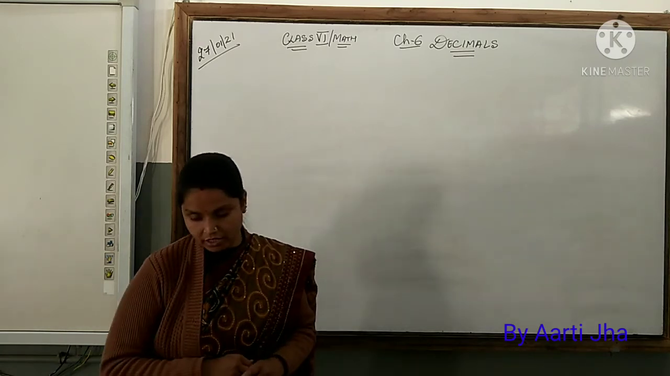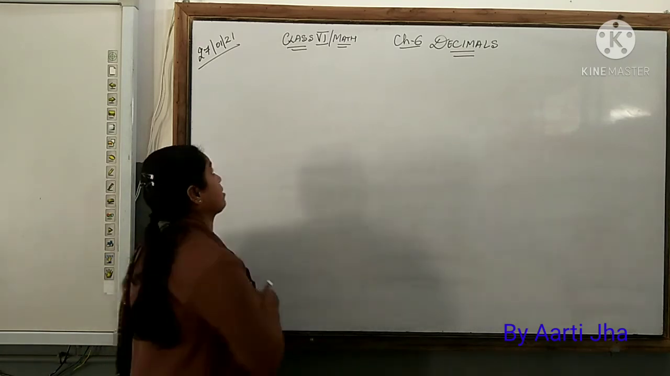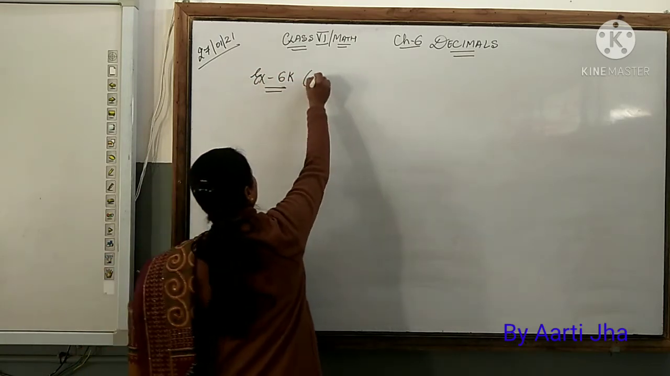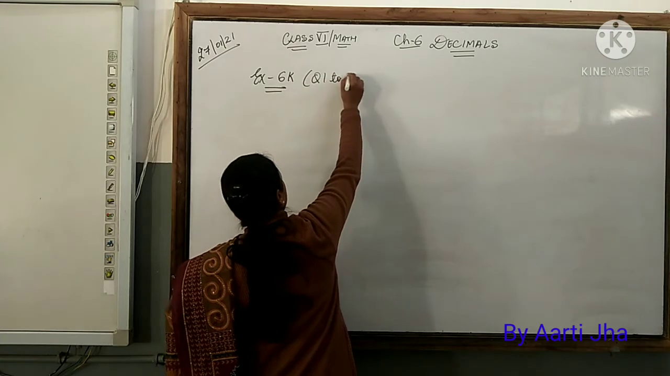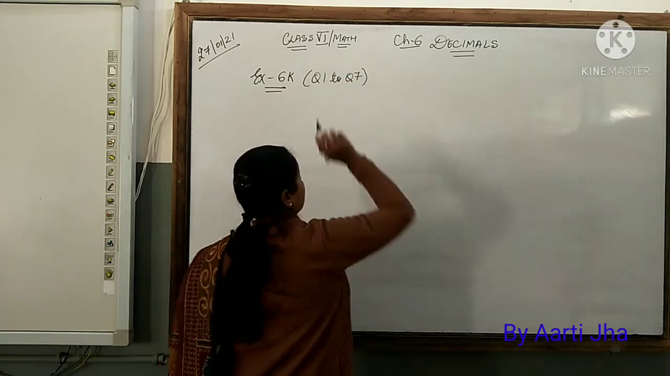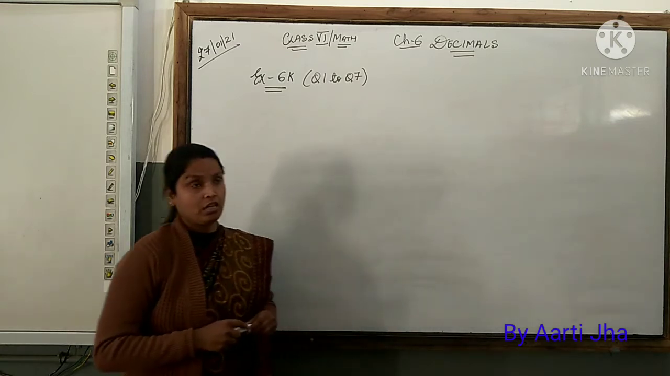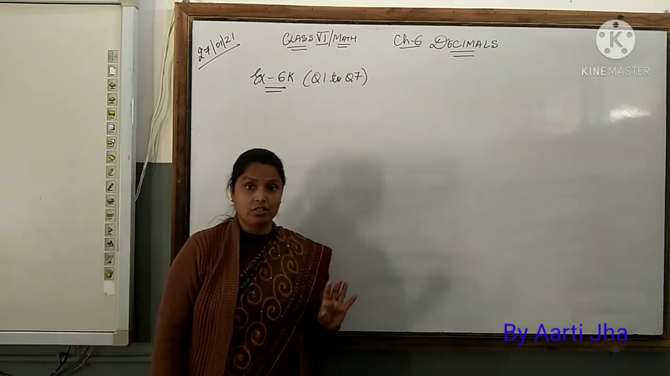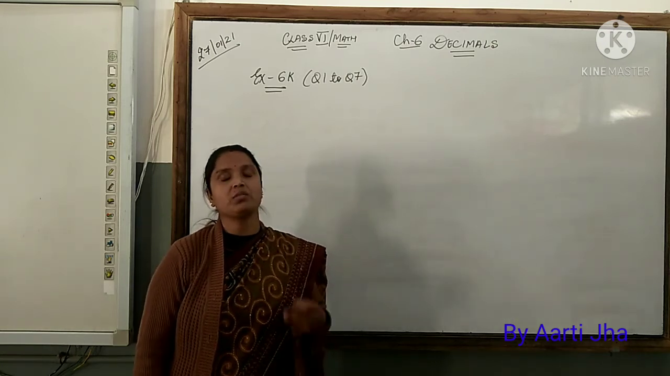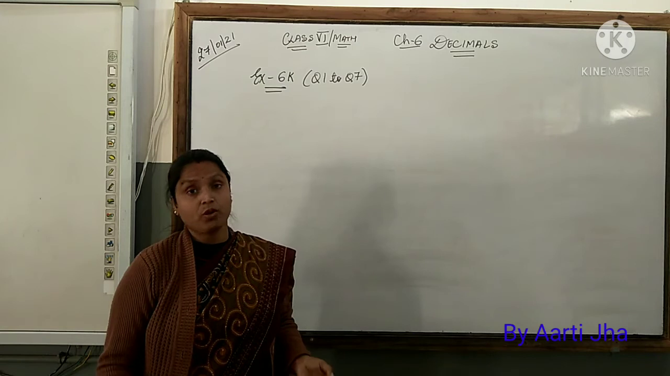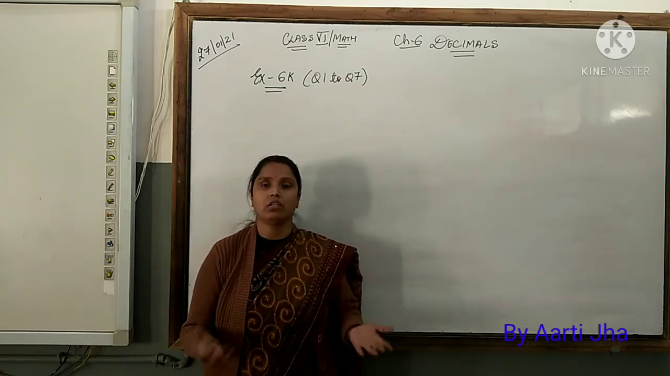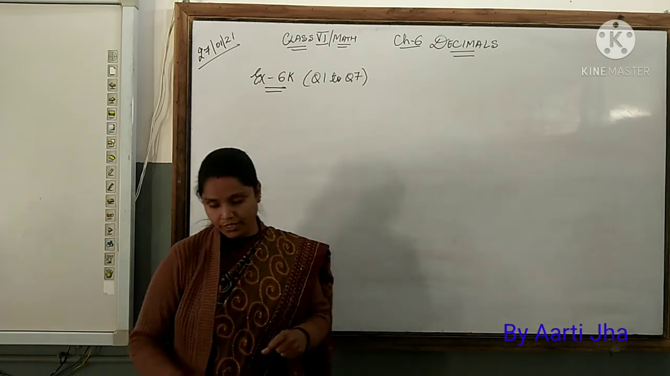So let's begin, children. This video is for exercise 6K and we will be doing question number 1 to question number 7. This exercise contains these many questions. Out of these 7 questions, I will be explaining what is being said or what is being demanded in the question. Then you will be doing the solution to it.